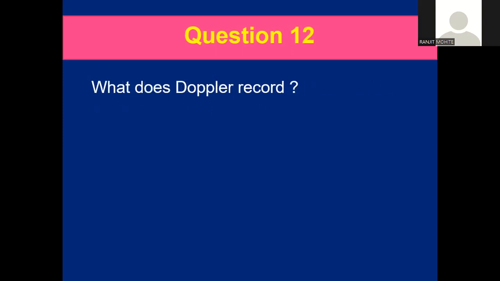What does Doppler record? Doppler records the velocities. So it records the gradients basically. No, it records velocity. You are right to begin with. I'm sorry, it records the velocity and from that calculates the gradients.